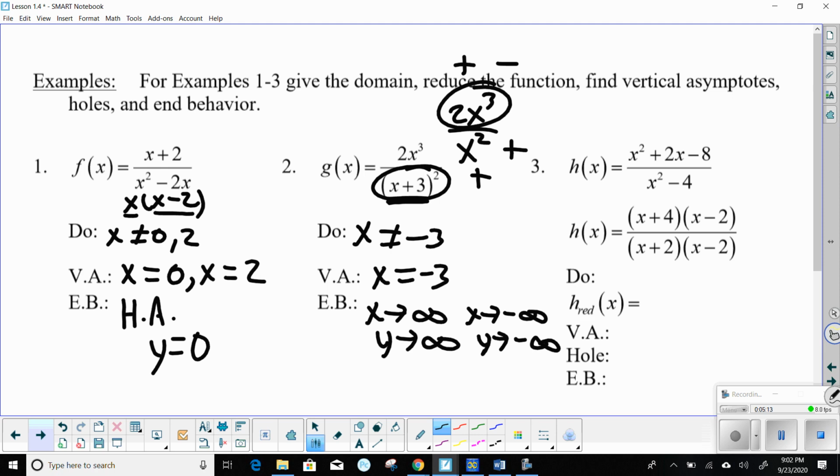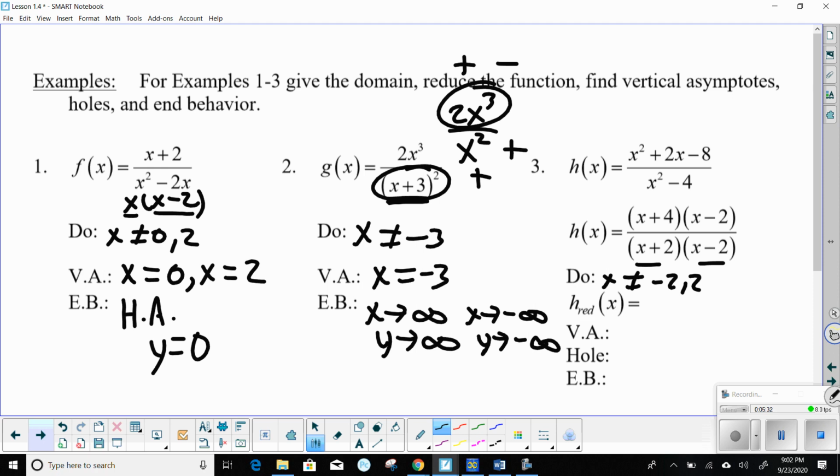Okay, number 3. They have it all factored for us down here. This one does reduce, but before we do that, let's figure out the domain. So what would make those two factors equal to 0? So that would be x cannot equal -2 or 2. This h red stands for h reduced. You'll see that a lot in the book.